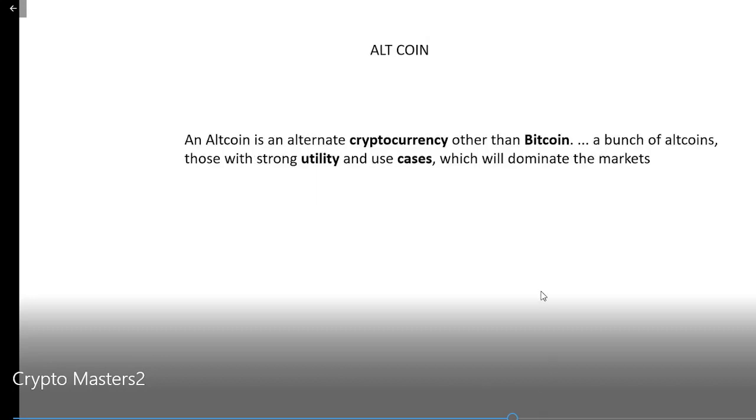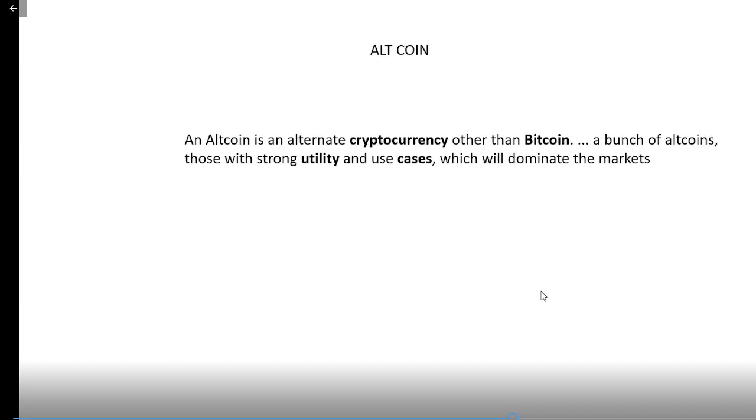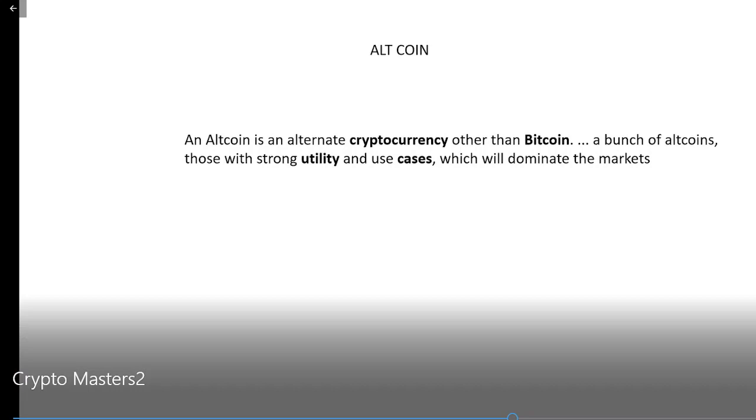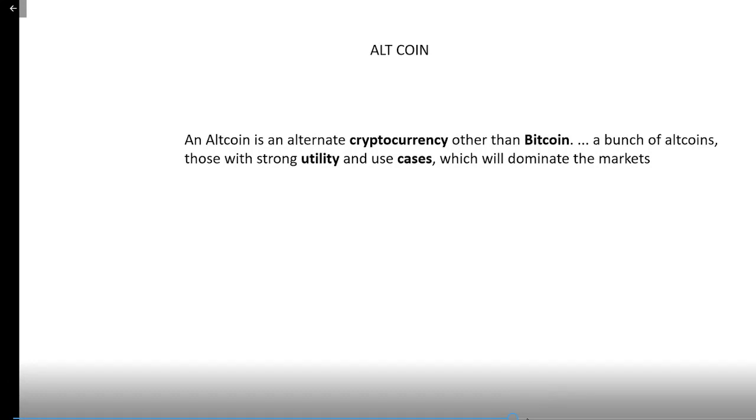Okay, so I know you guys have heard the term altcoin. So an altcoin is an alternate cryptocurrency other than Bitcoin. So anything other than Bitcoin is an altcoin, all right? And it's starting to get to where anything other than Bitcoin and Ethereum is considered an altcoin, all right? A bunch of altcoins, those with strong utility and use cases, will dominate the markets. So that's what you see. You hear about altcoin season. This is kind of what we're in right now, in the month of November, which is altcoin season. And you see a lot of the small caps, small market cap coins have been running up, and making fortunes for people who invested in those projects early.